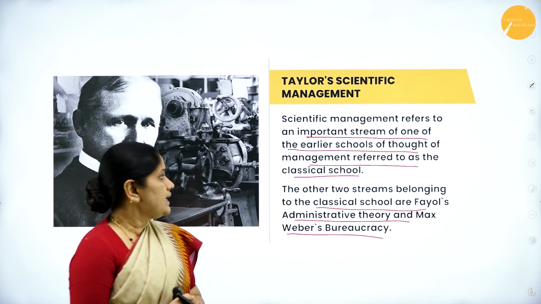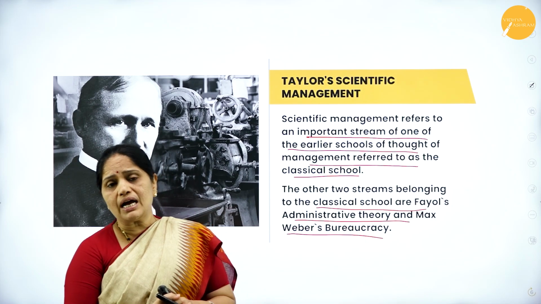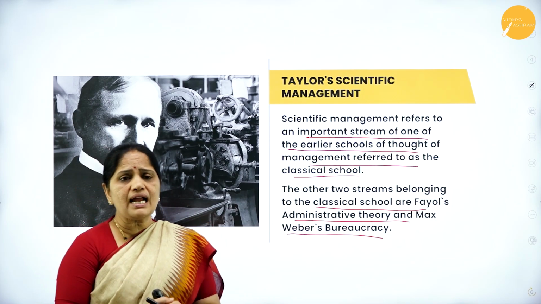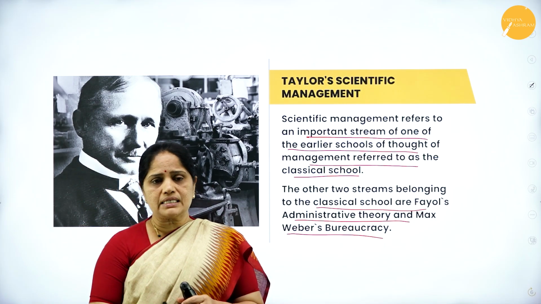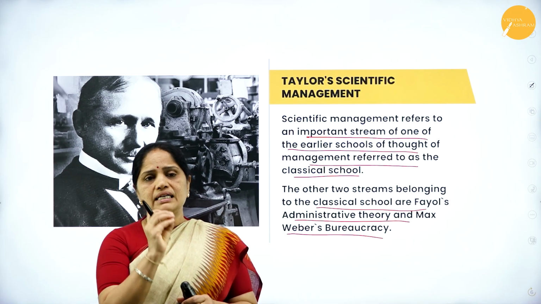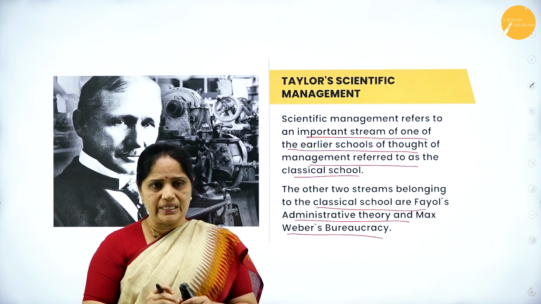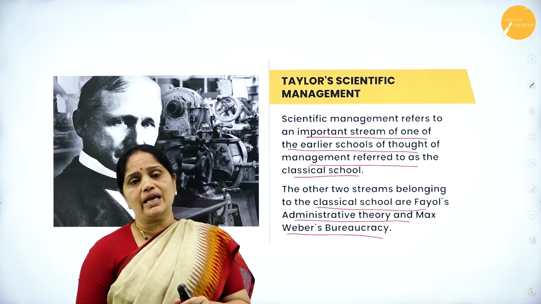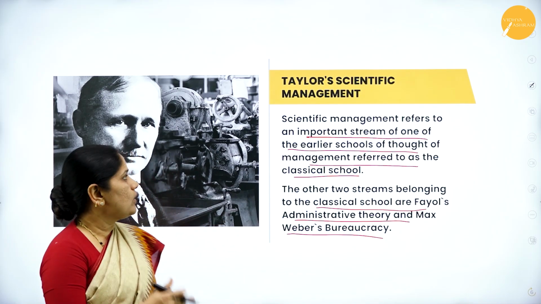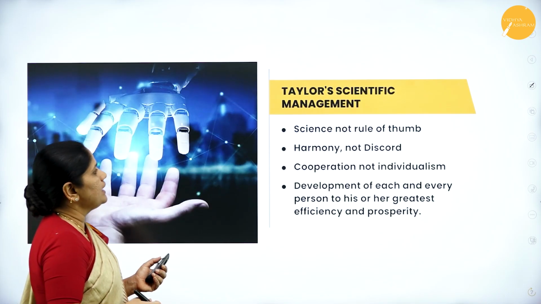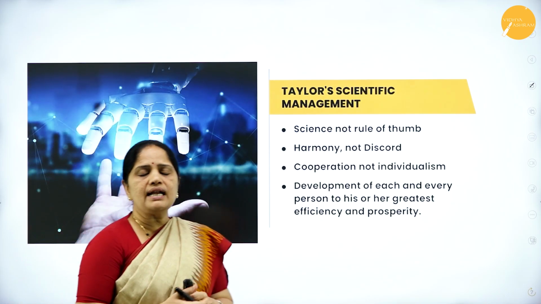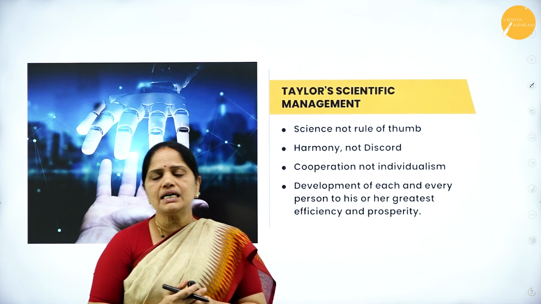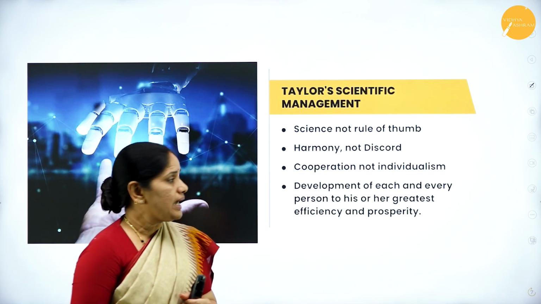Now, in this scientific management, we should understand that there is a scientific way of doing things. We have to see that there is one best way of doing things and see that the people do it in that best way only. So that is what we call scientific management. Now, in this scientific management, there are certain principles which are laid down by Fayol.